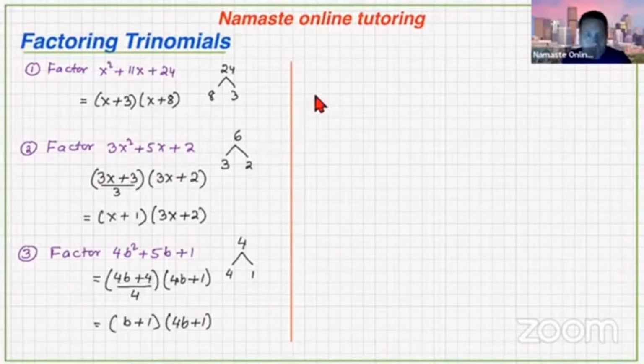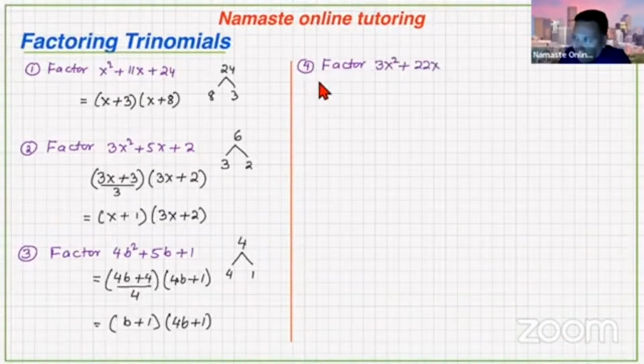So that is 3. Now let's see number 4. Suppose in number 4, we have a question: factor 3x squared plus 22x plus 7. So now you know the technique. First, what we do is we multiply 3 and 7. So that would be 21.